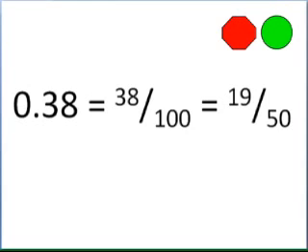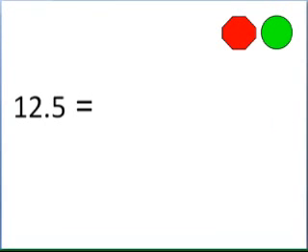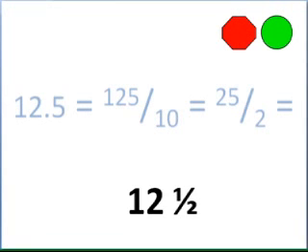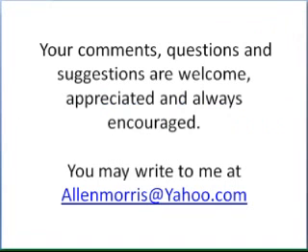38 hundredths, and that simplifies to 19/50. 12.5. 125 is the numerator, and 10 is the denominator. That simplifies to 25/2, and that's the same thing as 12 1/2. 12.5 does equal 12 1/2.